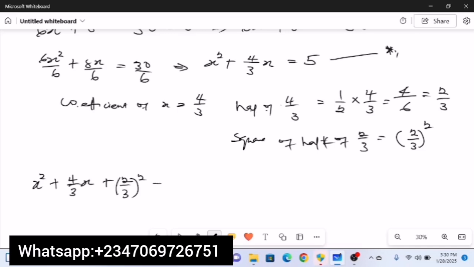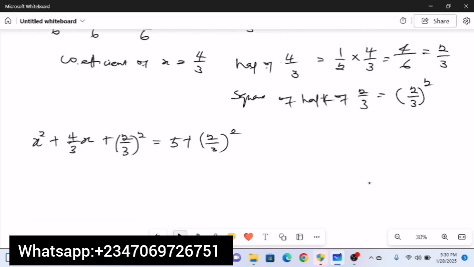And this is equal to, on the other side of the equation, 5, so it becomes 5 plus 2 all over 3 all squared. So you can now square the value of 2 over 3 on the right hand side. You can find that square, but on the left hand side, do not expand.